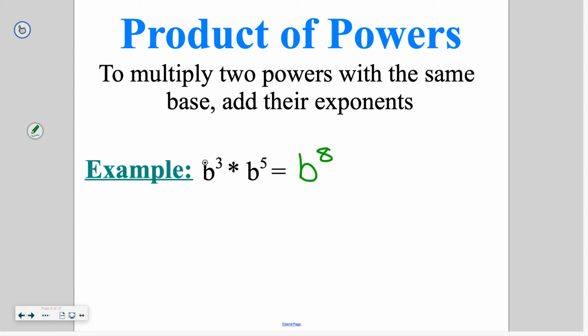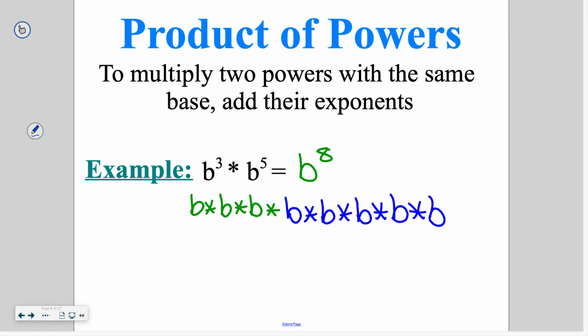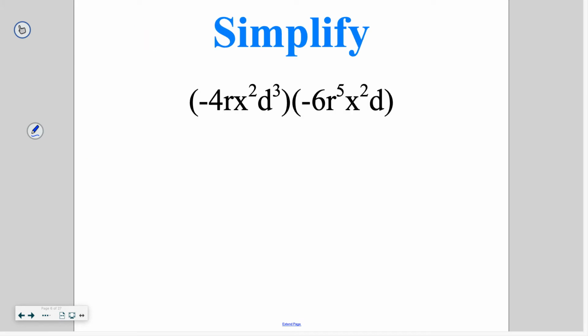But why? This first one means b times b times b. And then you're multiplying by b times b times b times b times b, which if we count is 1, 2, 3, 4, 5, 6, 7, 8. So b to the 8th power. This works if you've got 2, 3, 4, 5, however many powers. If they're being multiplied, you're always going to add their exponents up to get the total exponent for that property.